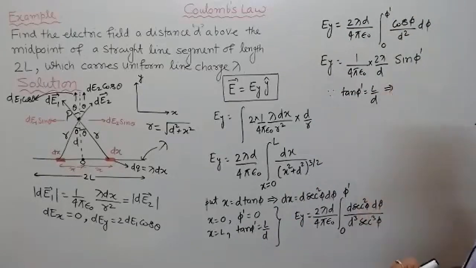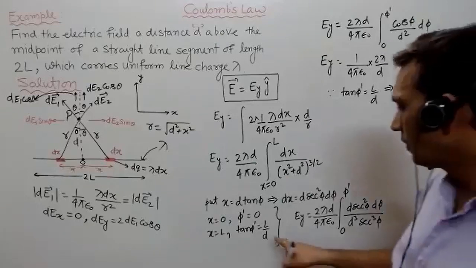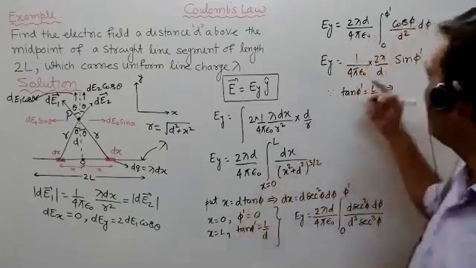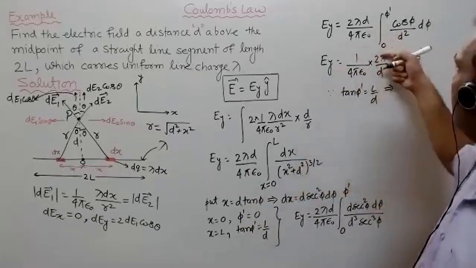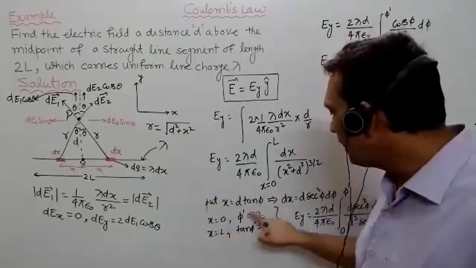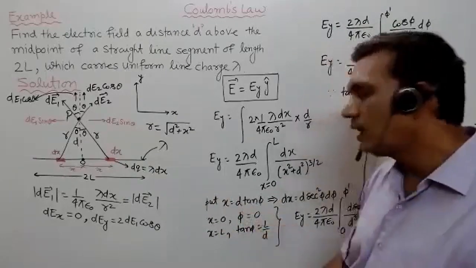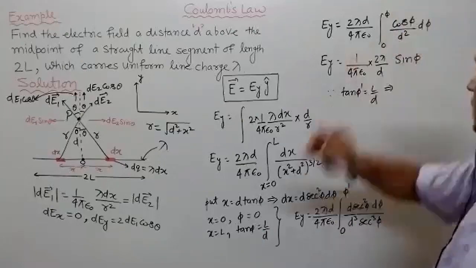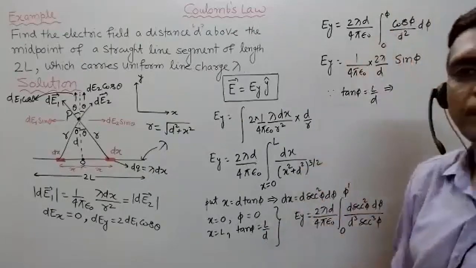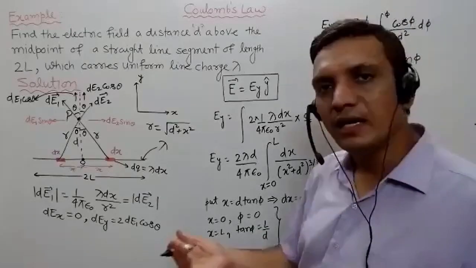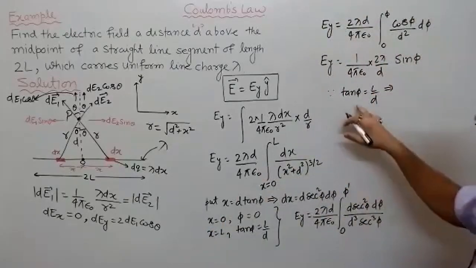Sir, x equals d tan phi, then if x equals L, tan phi will be equal to L by d. Why tan phi dash? I have taken a new limit in terms of phi dash. I just changed the notation. You can take phi also. Take it as phi, no problem. The result will be the same. Just to distinguish the new limit, I have taken it as phi dash. You can take phi also.